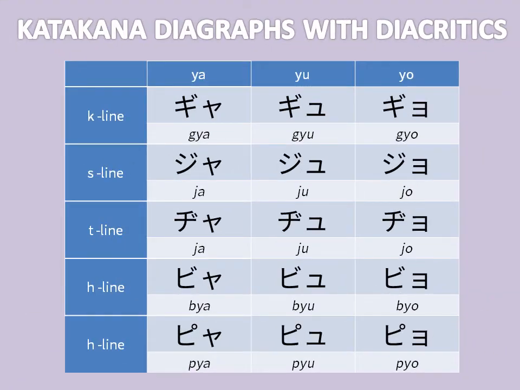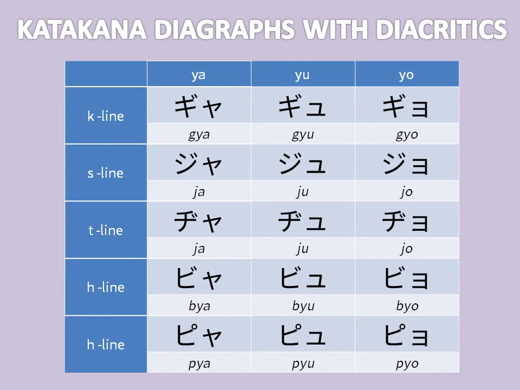Now, it's a little tricky part. So, katakana digraphs with diacritics. So, the first one in the ka line and ya column, we have the ki. With the dakuten, it becomes gi. So, gi and a small font ya becomes gya. So, like that, moving on. Gi and yu becomes gyu, gi and yo becomes gyo.